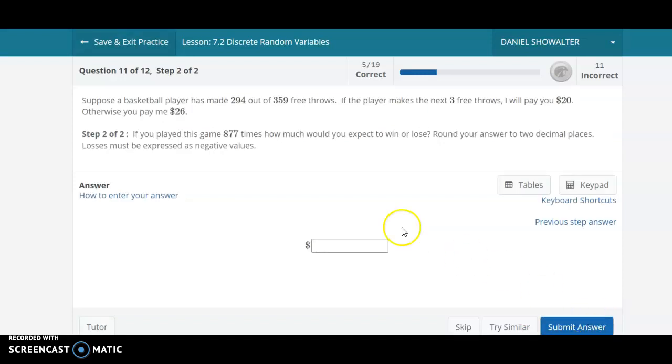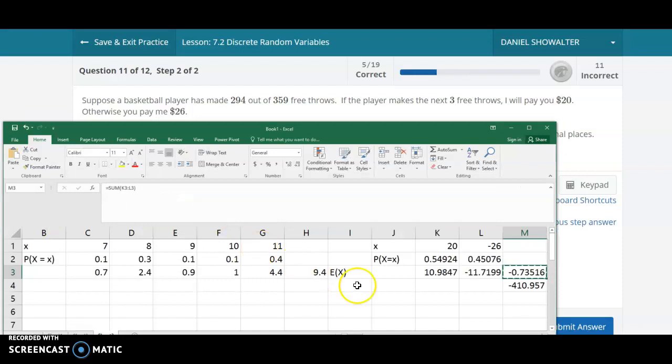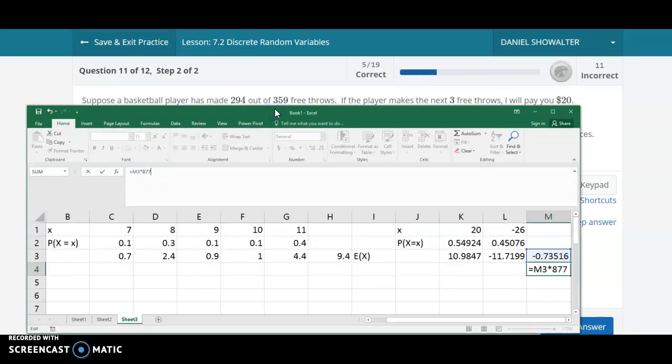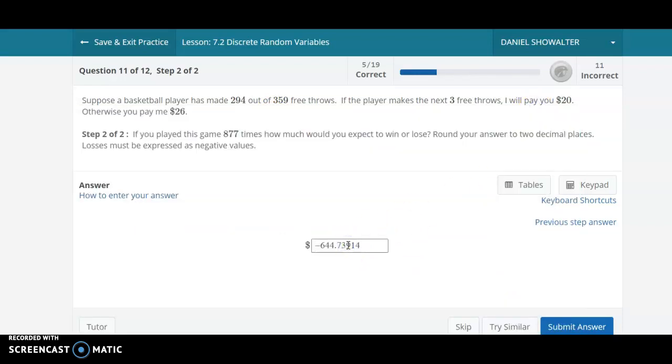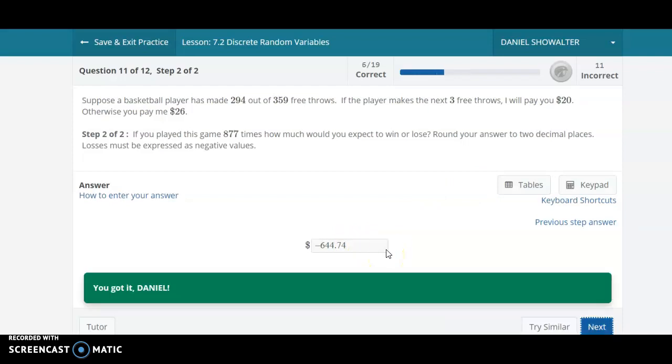And then go next. If I play this game 877 times, for this formula, all I have to do is change that 559 to 877. That'll give me my new updated value. I'm not liking this game nearly as much as the previous one. Round to 2 decimal points, so I'm going to lose about $640. That's what I can expect to lose.